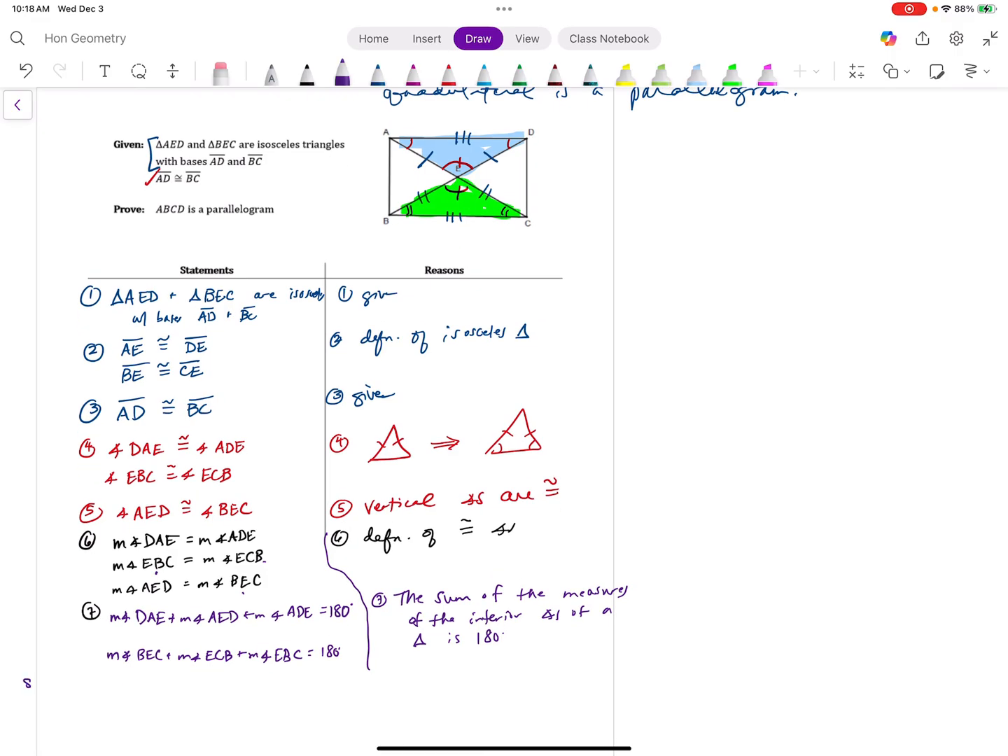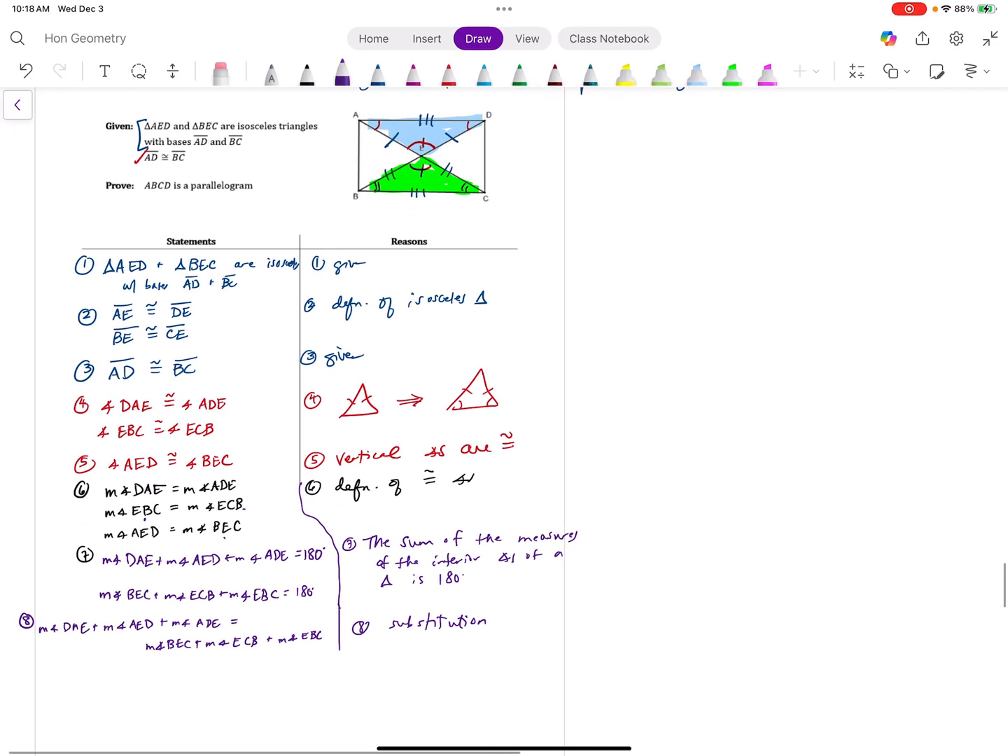So the measure of angle DAE added to the measure of angle AED added to the measure of angle ADE equals the measure of angle BEC added to the measure of angle ECB added to the measure of angle EBC, because that's just a substitution.